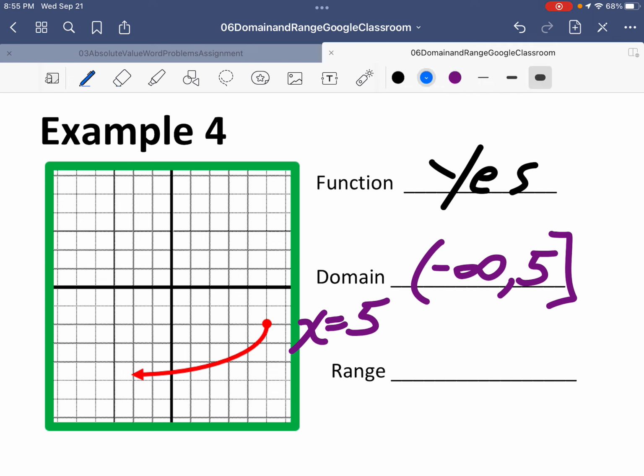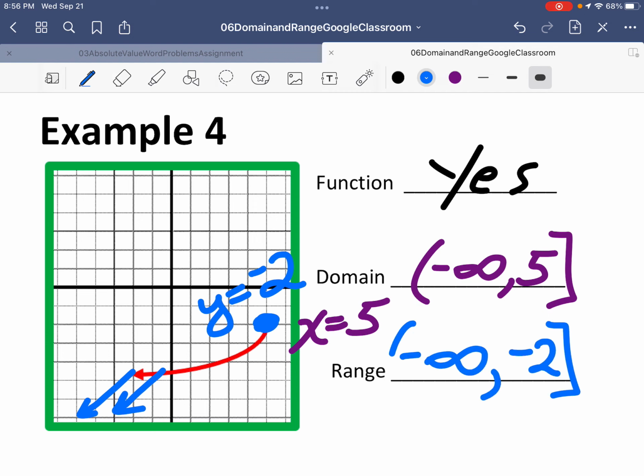What about the range? When we think about the range, we want to think that the graph is going down. Yes, it's going to keep going down. But again, it starts right here. When we say it starts right here, we want to think of the y value. So now our brain wants to think negative 2. We want to think that the y value is negative 2. Okay, so how do I say that I start at negative 2 but keep going down, down, down? Well, technically, I have to write it as negative infinity to negative 2.